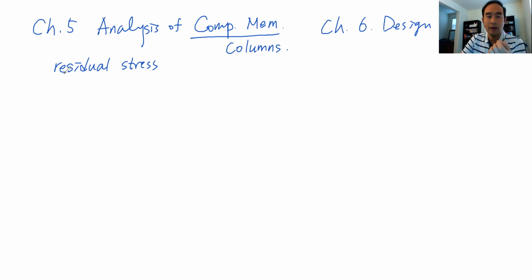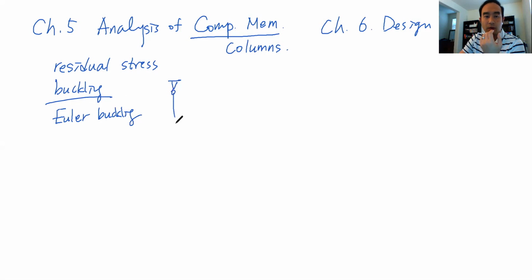So we talked about that. We also talked about buckling failure. This buckling is a typical failure mechanism for the column. To understand this failure mechanism, we started with the Euler buckling, which is a very ideal situation where we have a pin boundary condition.